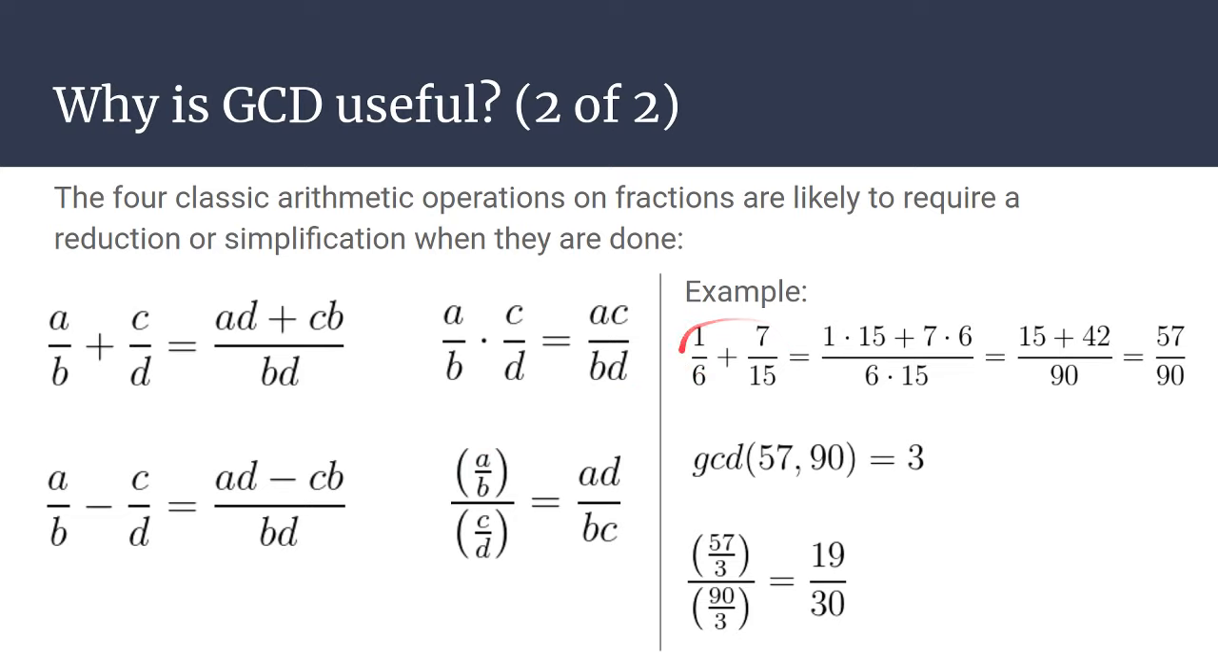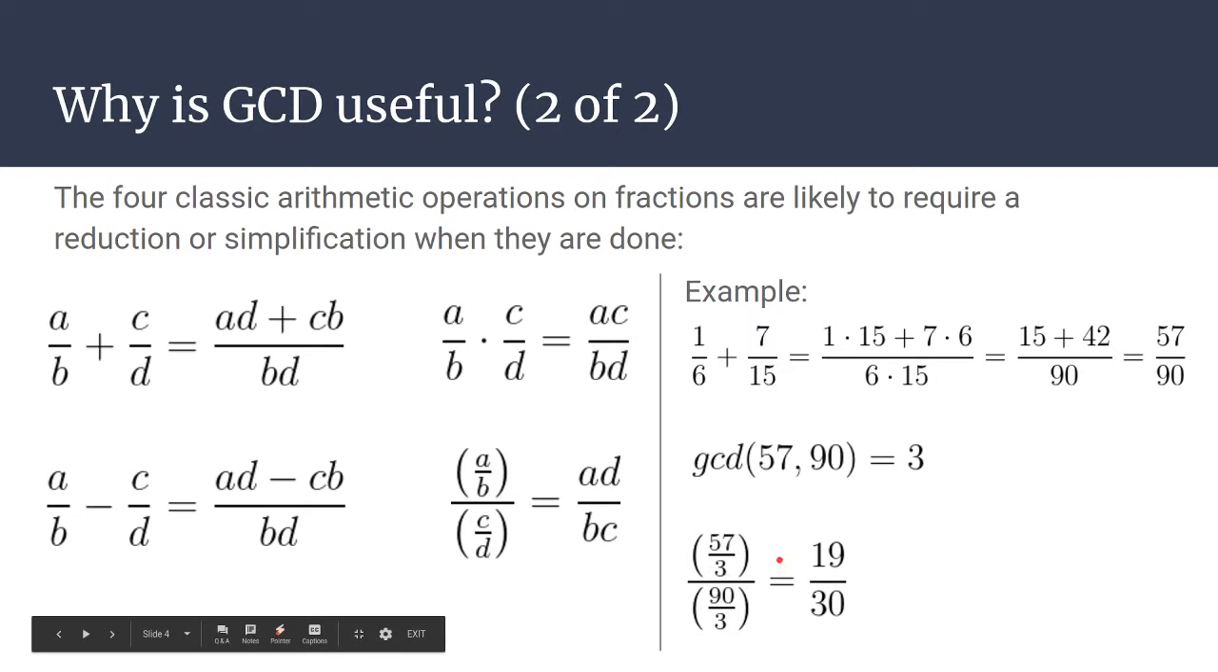Now, if we take this example here of an addition, 1/6 plus 7/15, we can see the result over here if we just use the formula directly. If we take the GCD of 57 and 90, we get 3, which means that we can simplify the fraction by dividing both the numerator and the denominator by 3 to get 19/30.